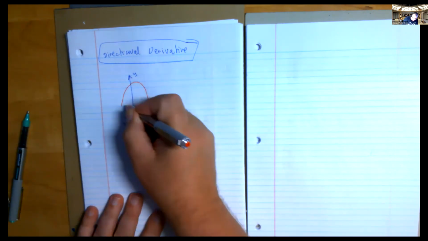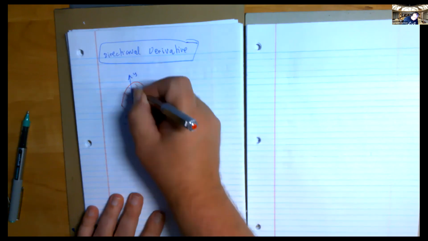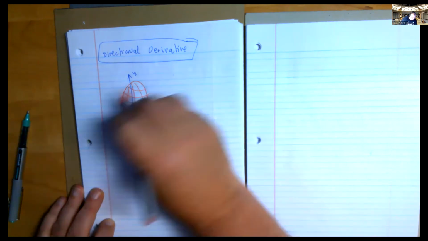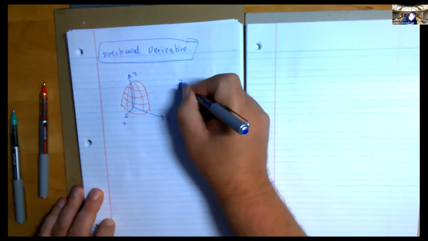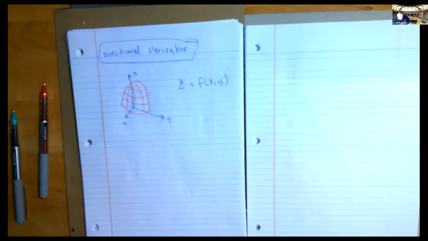Can you imagine a surface that looked like this? I'll put some kind of projection lines on it. Can you imagine that surface is like the top of a hat? One of those little monk hats, the caps, to give you a visualization. So imagine we had this surface, and this function here is z equals a function of x and y. That's the only kind we're going to worry about.